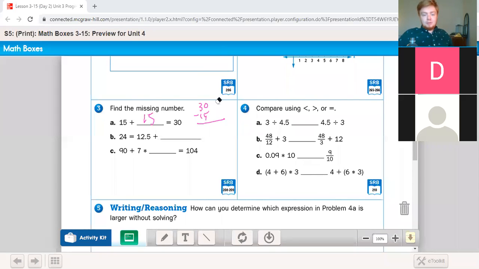Oh no, my pen's acting funny. There we go. Yeah, 15. 15 plus 15 equals 30. And then even if you didn't believe us, you could test it again. 5 plus 5, 10. 1, 2, 3, 30. Boom. All right, killing it.